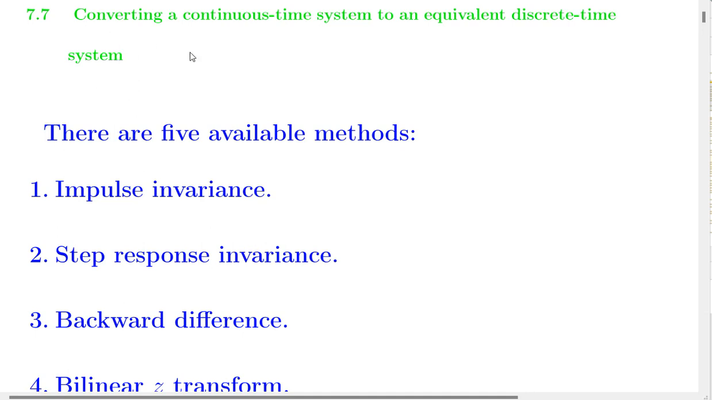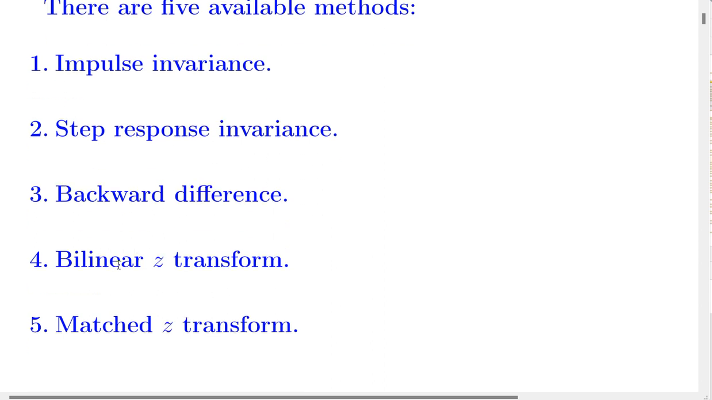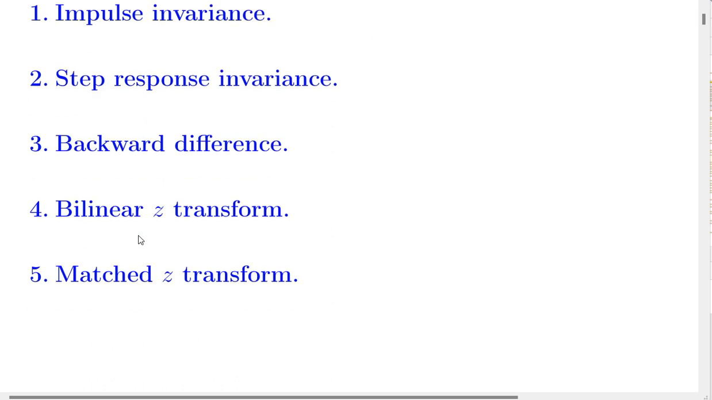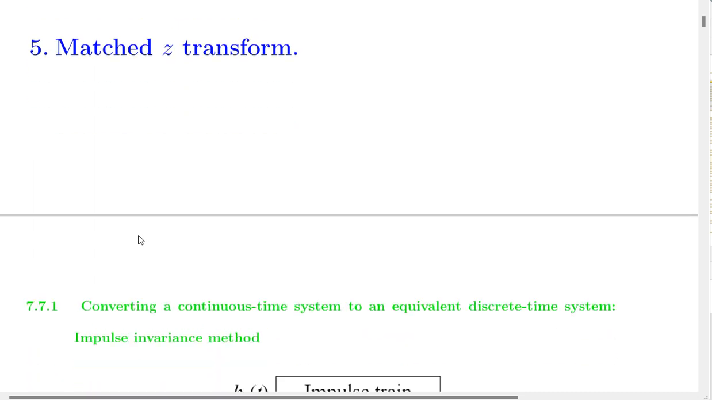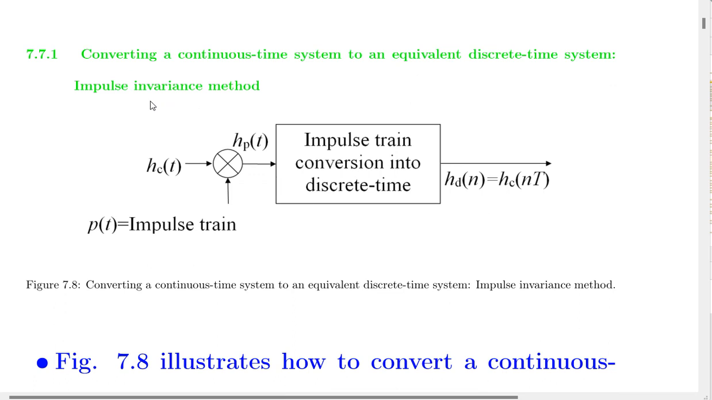The next topic: converting a continuous time system to an equivalent discrete time system. There are 5 available methods: impulse invariant, step response invariance, backward difference, bilinear Z transform, and matched Z transform. Only BZT, the bilinear Z transform, is useful and can be used in serious and practical applications. The rest have some problems. You're going to be familiar with what's going on.